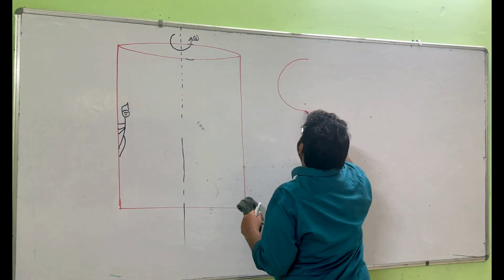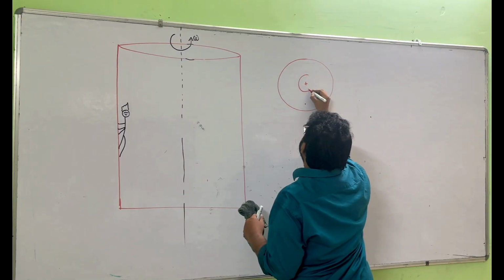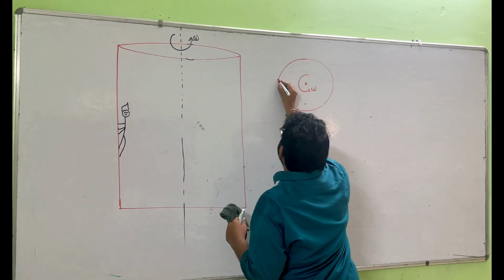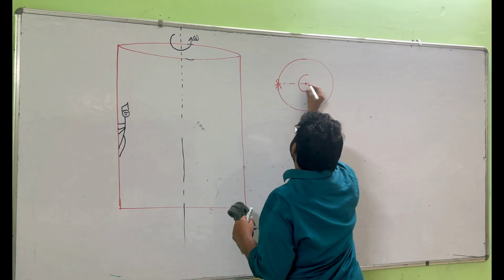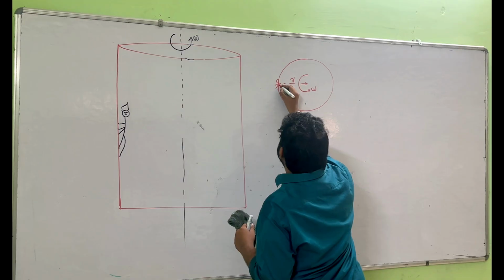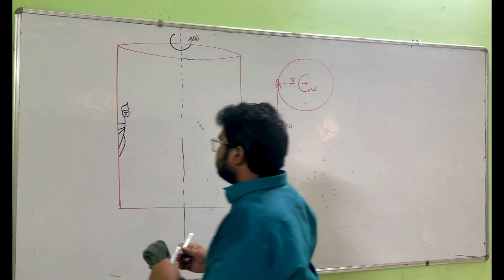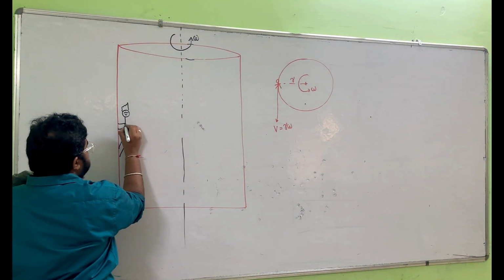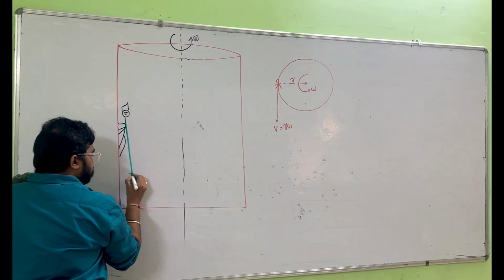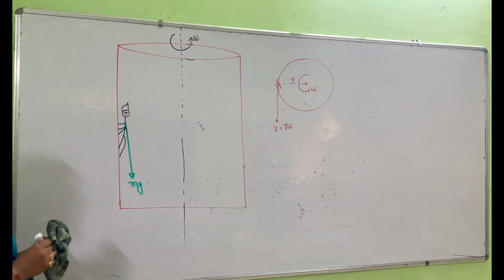What is the kinematics part of it? Here to here, this is omega. Here the person is here. This is the radius. What is the velocity V? R omega. Weight of the person is always in the vertically downward direction.